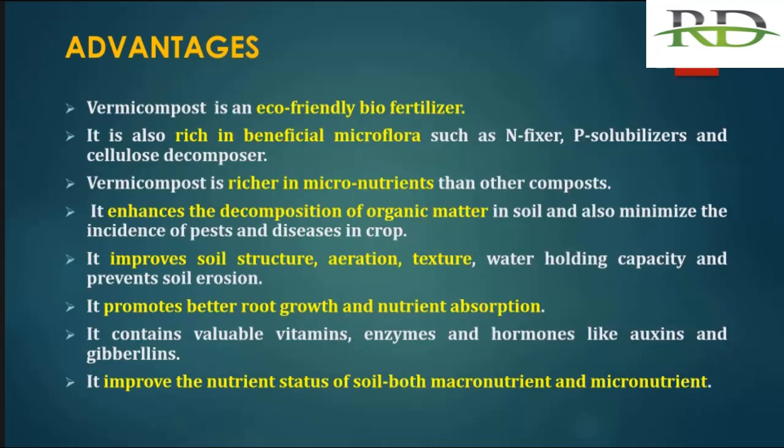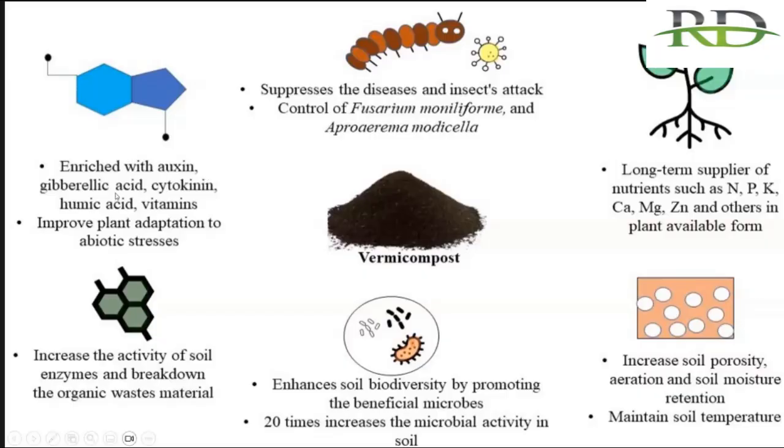It promotes better root growth and nutrient absorption, and it contains valuable vitamins, enzymes, and hormones like auxin, gibberellins, cytokinins, etc. It improves the nutrient status of both macronutrients as well as micronutrients. See, the picture shows it suppresses disease and insect attack, and also controls Fusarium moniliforme and Fusarium oxysporum, and it is enriched with auxin, gibberellic acid, cytokinin, humic acid, vitamins, etc. It also improves plant adaptation to abiotic stress, increases the activity of soil enzymes that break down organic waste materials, and enhances biodiversity by promoting beneficial microbes.